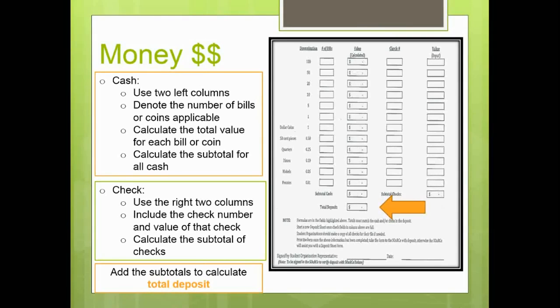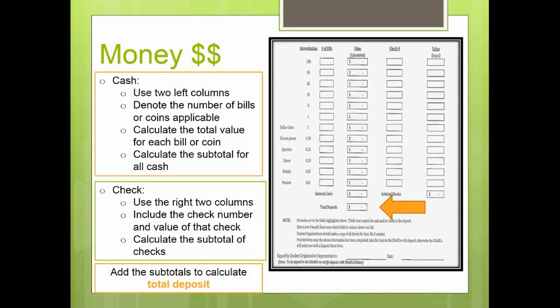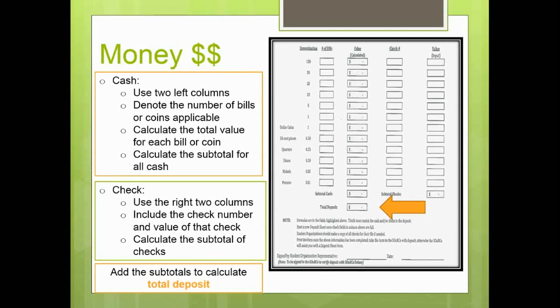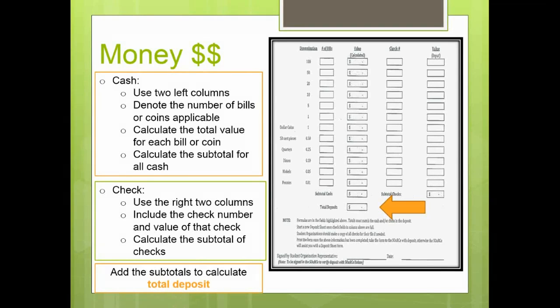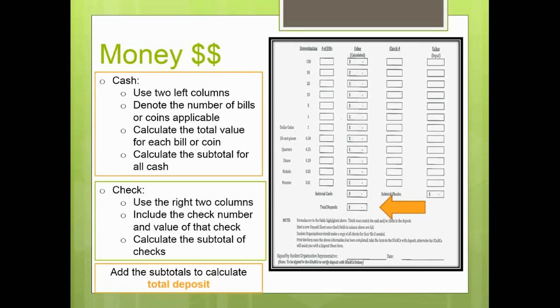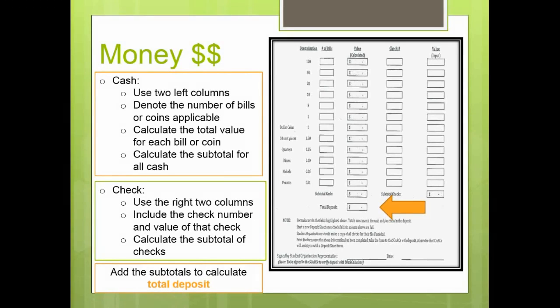For checks, use the two columns on the right-hand side of the paper. Write the number of the check, which can be found on the top right corner of the check itself. Then in the next column over, write the value of that specific check. At the bottom of the check columns, add all the check values together and write the subtotal in the space provided. Next, add the subtotal for cash and the subtotal for checks together to calculate the grand total. Write this total in the space indicated by the orange arrow.